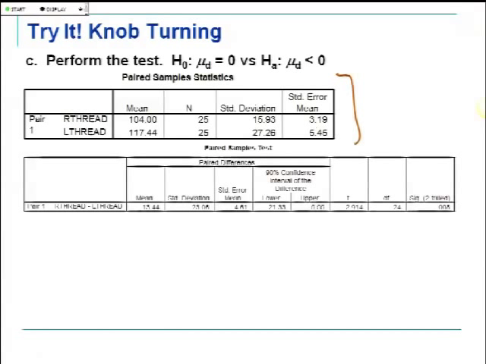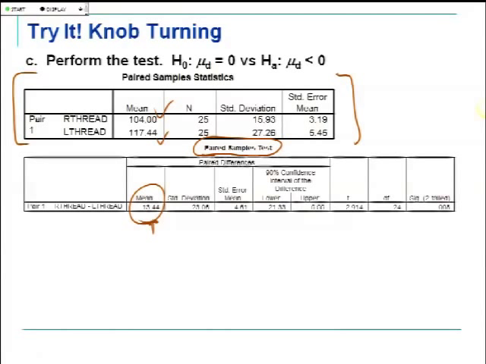Here's all of our output. We have a basic set of summary for each of the right thread and left thread times separately. Descriptively, were the right threads easier to turn? On average, was their average time to turn smaller? 104 versus 117. That difference is about 13 right there. So you have the summary of each set of data separately, but it's a paired analysis. And you know what? There will be clues. How do I know it's paired data? Oh, paired differences, paired data right there.